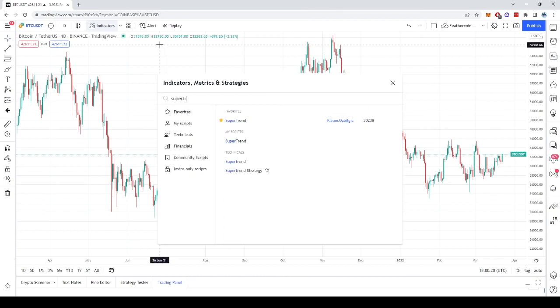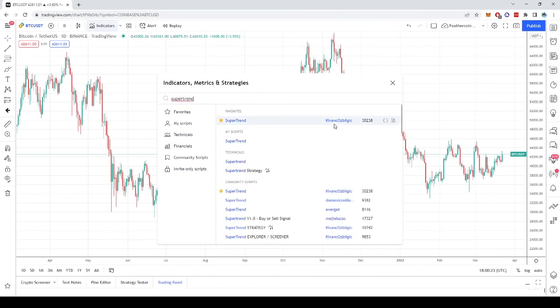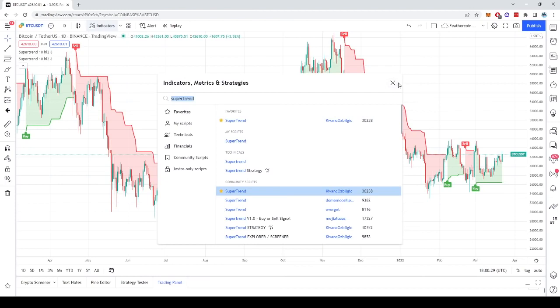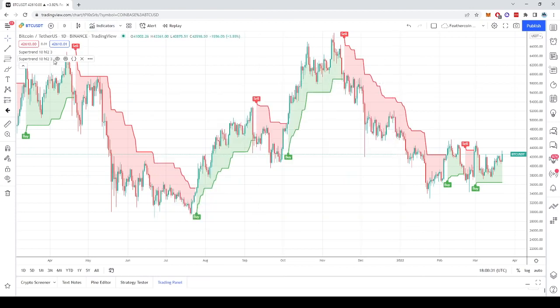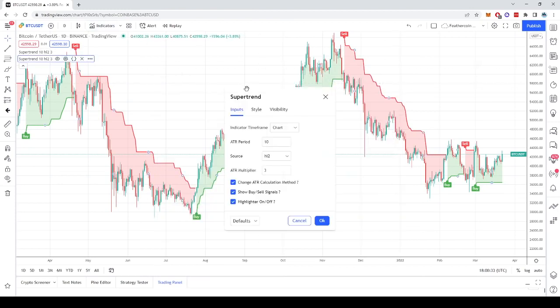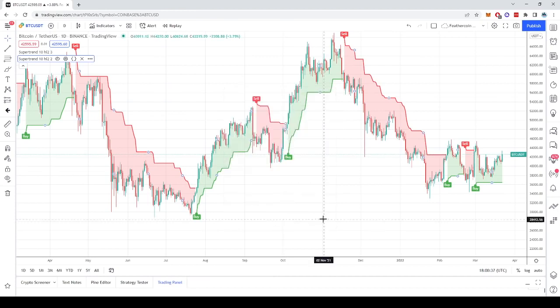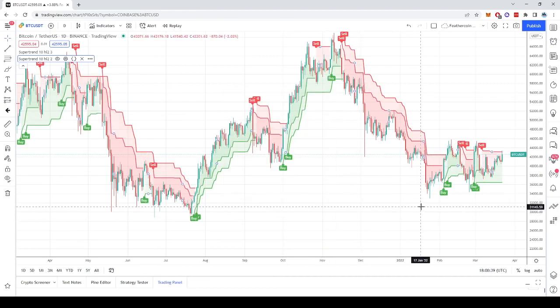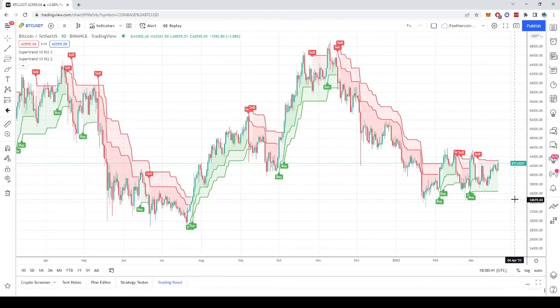The first one I usually add is SuperTrend. The one I use is one of the top ones, and I'll add that twice. So I'll click it twice, so that'll give me two SuperTrends, and then on one of the SuperTrends I'm going to click on the little gear wheel and change the ATR multiplier to 2. This is going to give me two different entries, and it's going to help with the confluence with OBV, and I will show you how that works in a little bit.